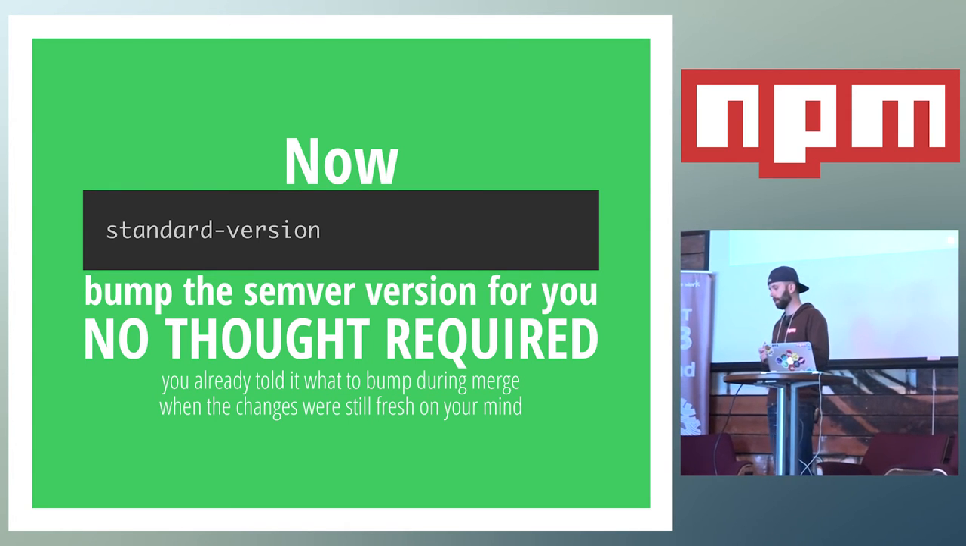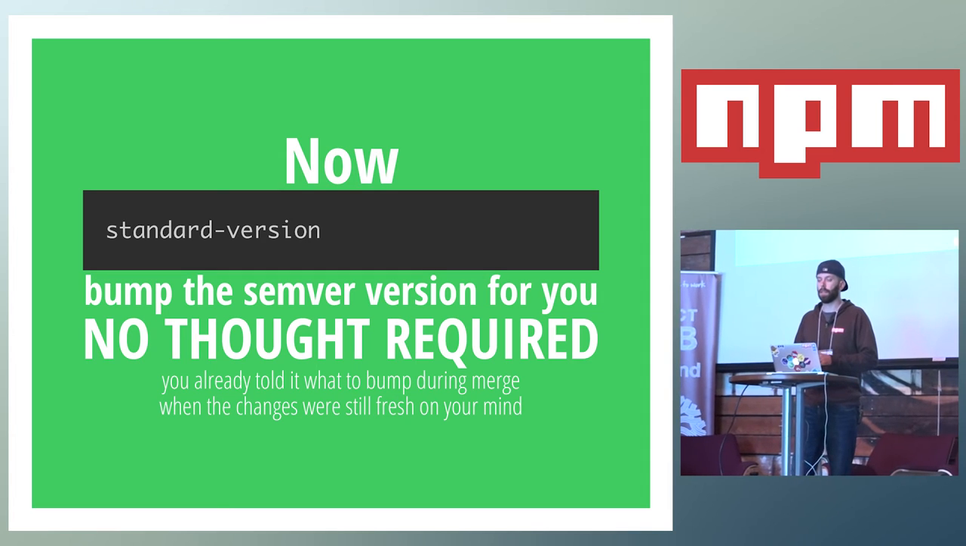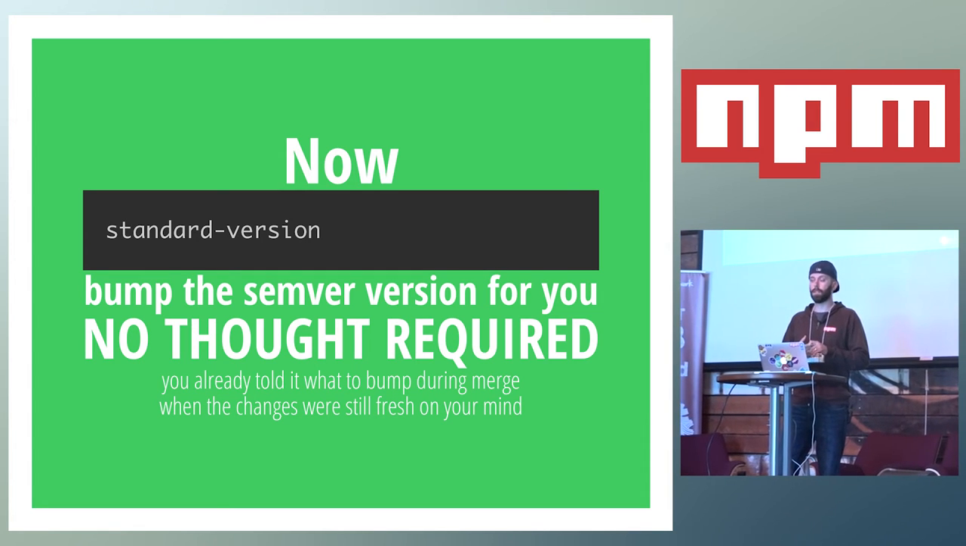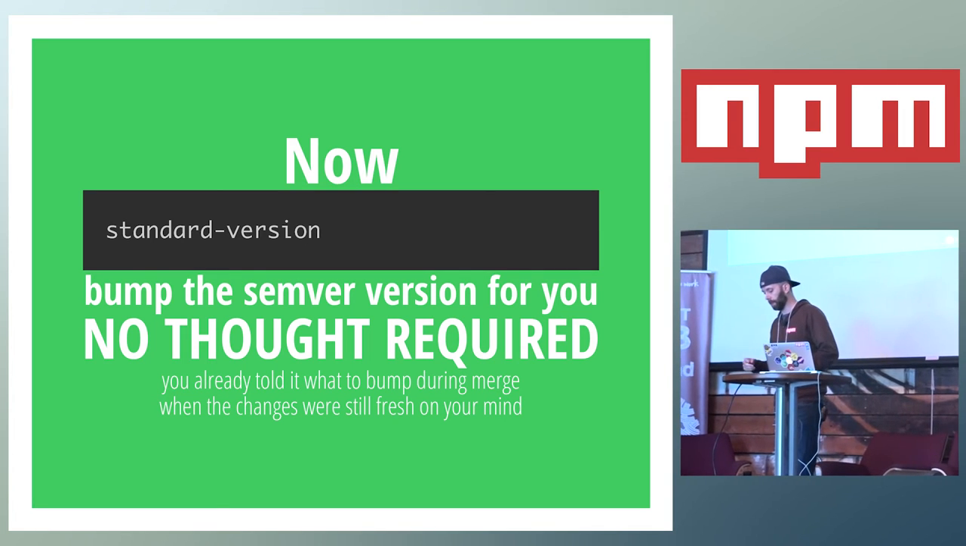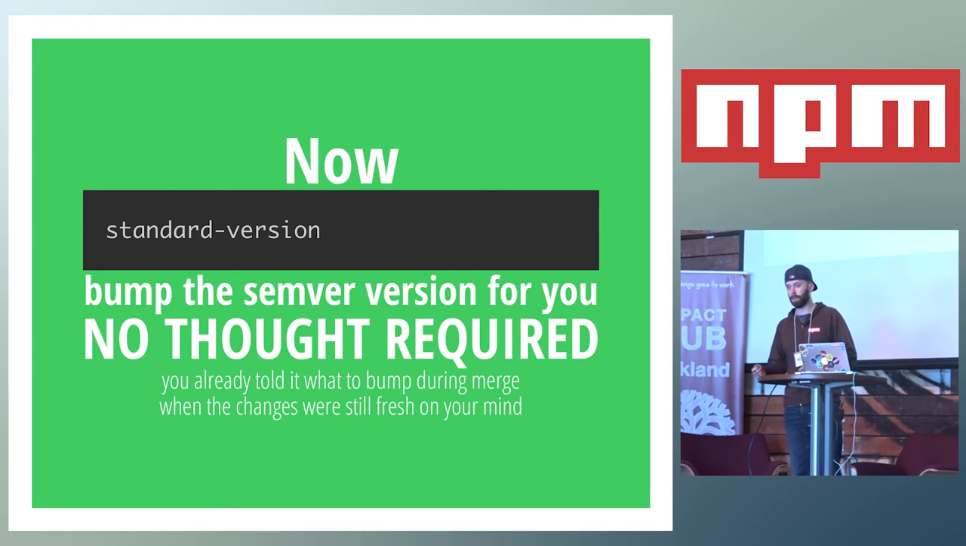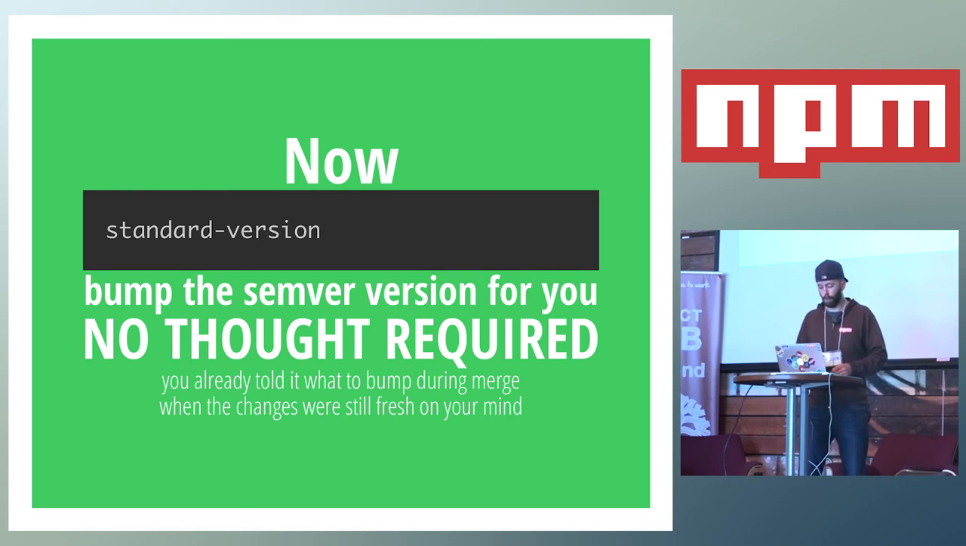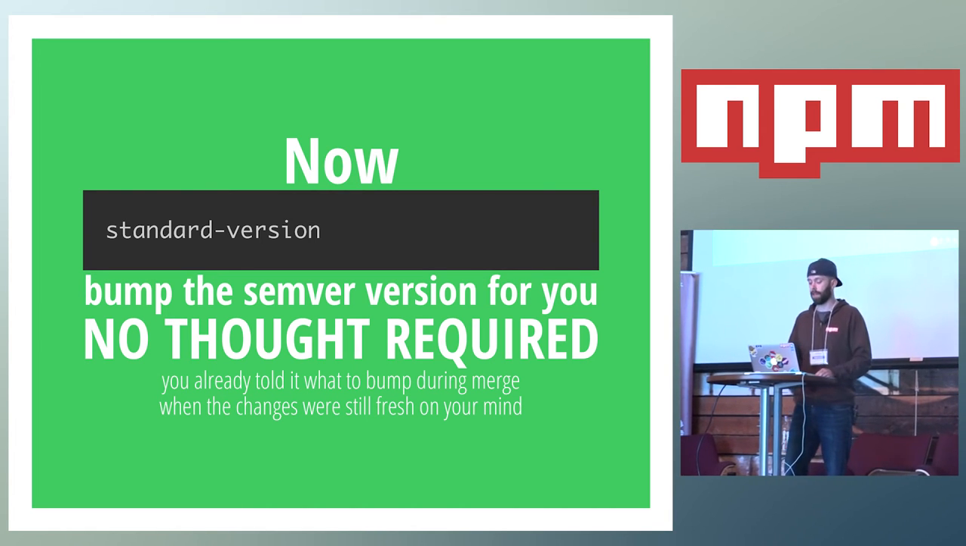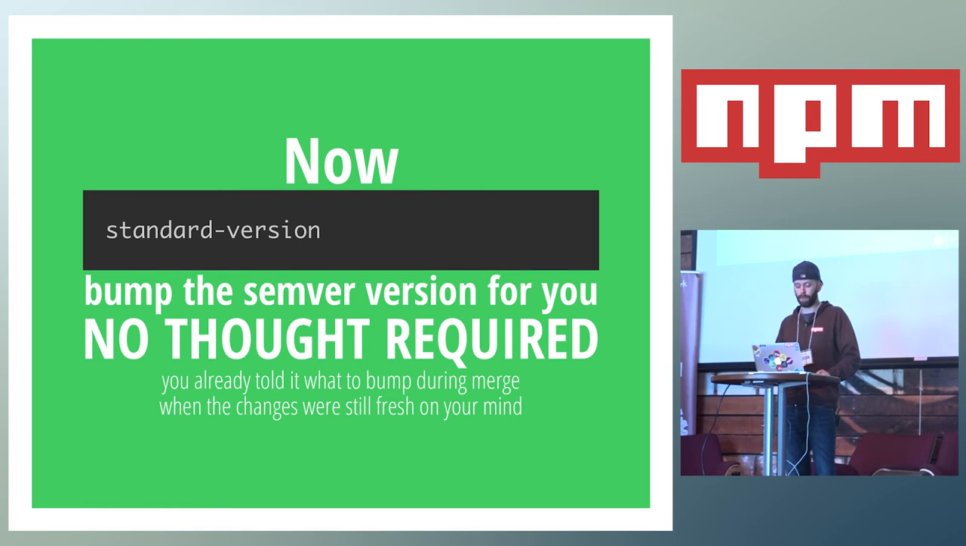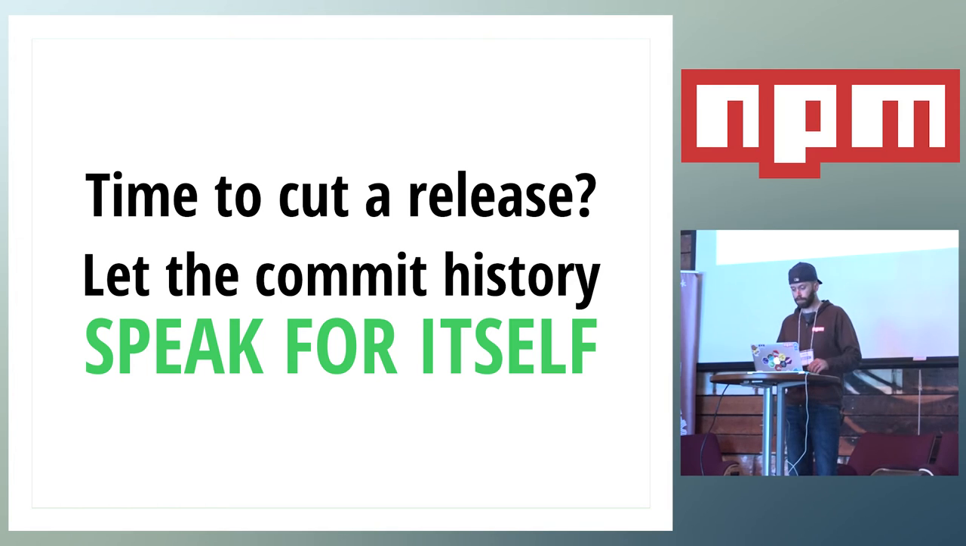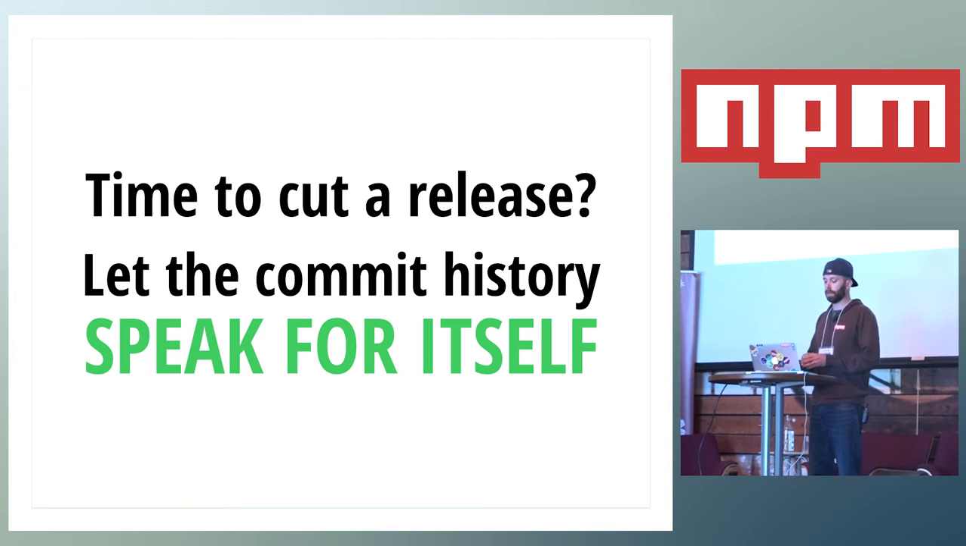bump the version in your package.json file, commit that change to your master branch, go ahead and create a tag for the new version, just like the standard npm version command. Only this time, no thought is required. And this is also beneficial, right, because when you made the changes, what you possibly don't realize is that you already made the decisions for what your next version was going to be when you were doing your merge, when the changes were still fresh on your mind, when you had some cognitive recollection of what the changes were. So, when it's time to cut a release, you let the commit history speak for itself.